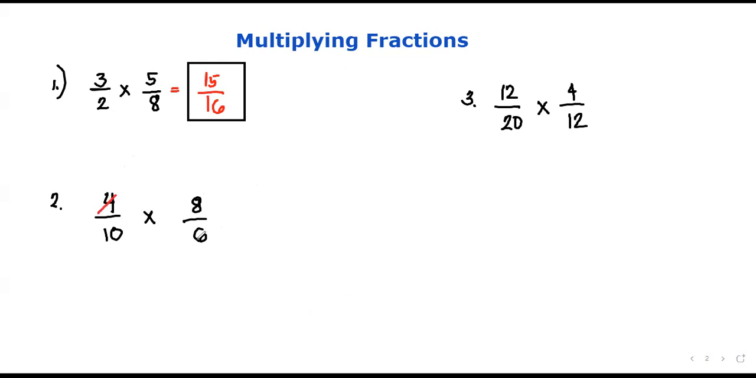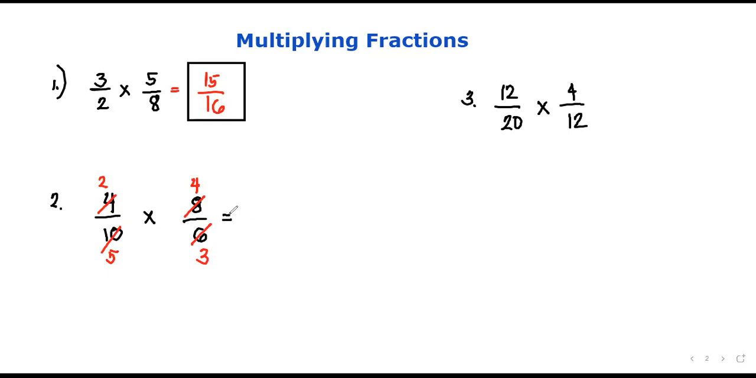Let's say, for example, we pair 4 and 6. The GCF of 4 and 6 is 2. Divide both of these numbers by 2. So 4 divided by 2 is 2, and 6 divided by 2 is 3. Next, don't forget to also cancel out 10 and 8. Their GCF is still 2. 8 divided by 2 is 4, and 10 divided by 2 is 5.